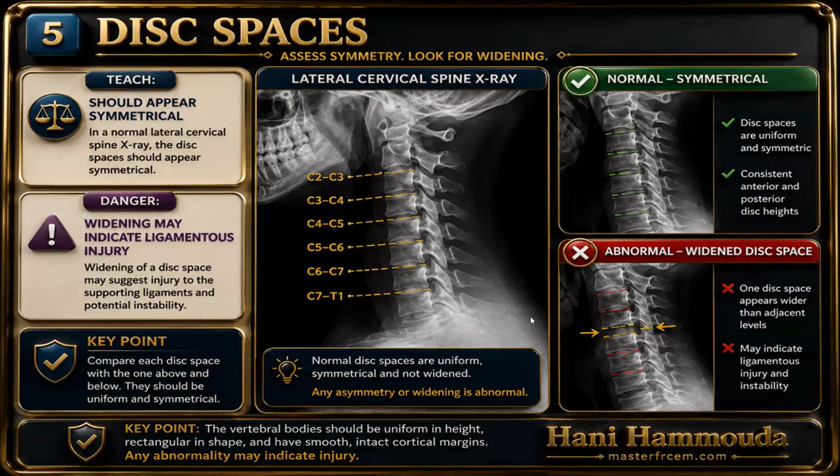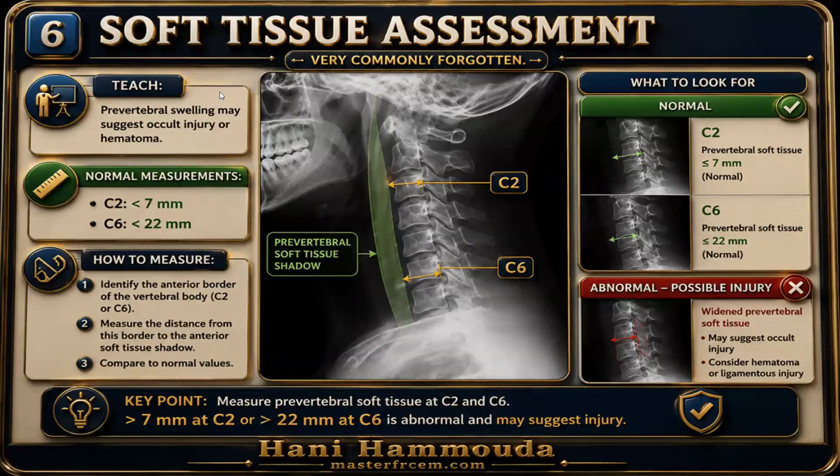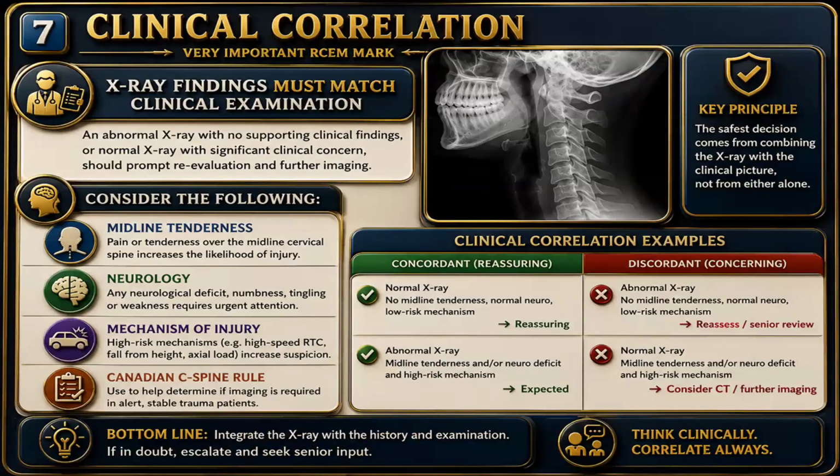So this means ligamentous injury and instability. Soft tissue, as we mentioned, in front of C2 or C6. We mentioned here less than 7 mm, less than 22 mm. So they can ask you in the exam, what if the X-ray is normal?